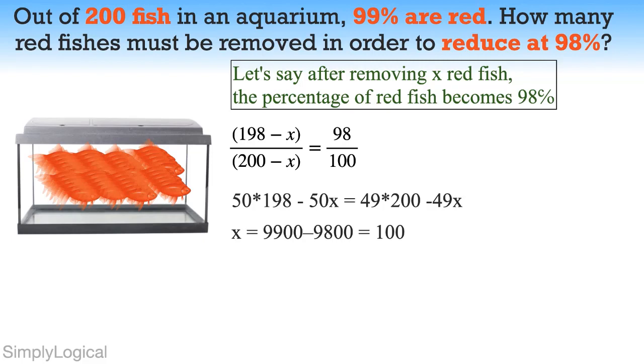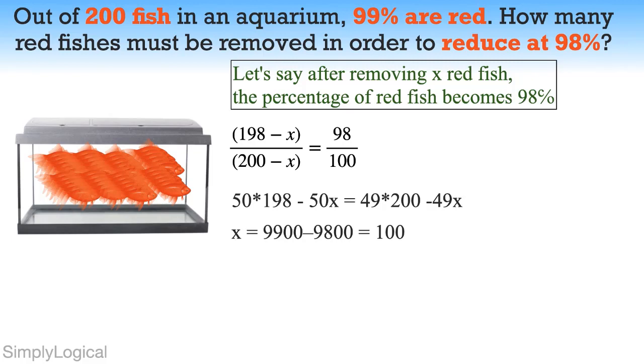The point to be paid attention to is that when we remove the red fish from the aquarium, we are decreasing the total number of fish in the aquarium. So had we converted every red fish taken out to a non-red fish and kept them back in the aquarium, only converting 2 red fish to non-red would have brought the percentage of red fish in the aquarium down to 98%.